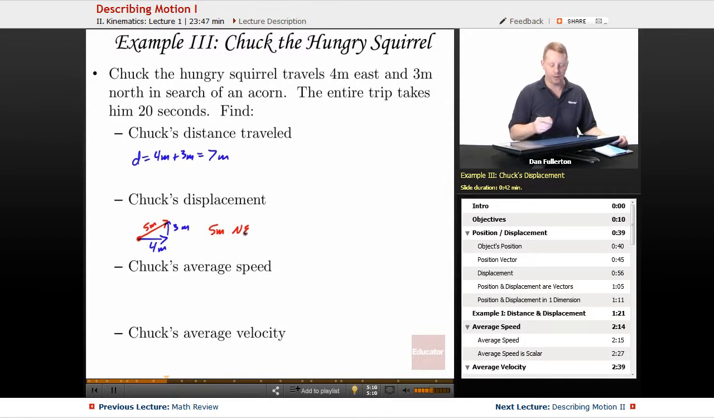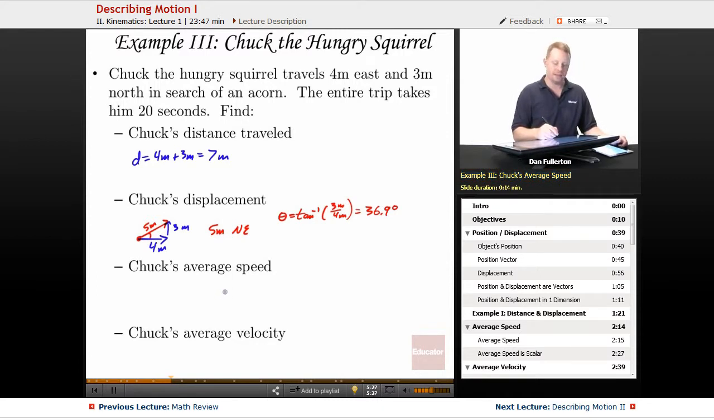And if we wanted to, we could find the angle to be even more specific. That would be the inverse tangent, if we're calling that angle theta, of our opposite over the adjacent, 3 meters over 4 meters, which is about 36.9 degrees.